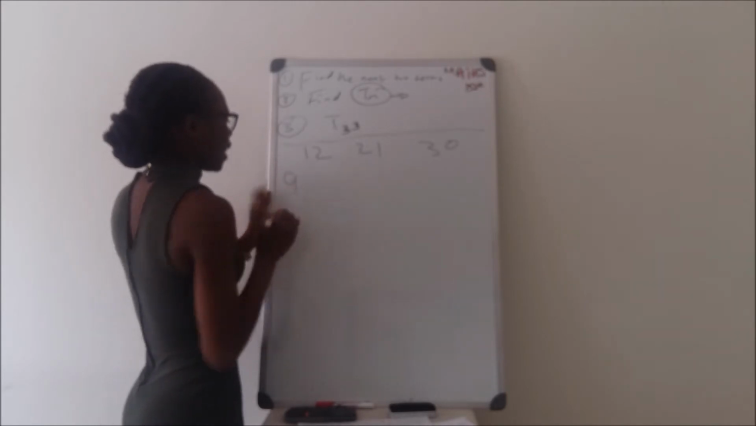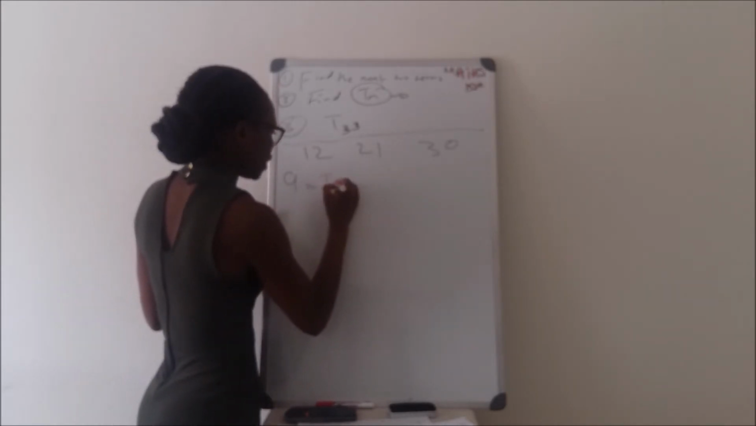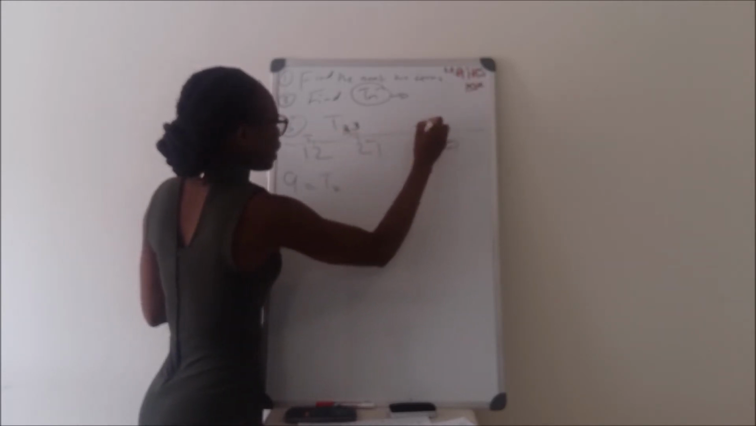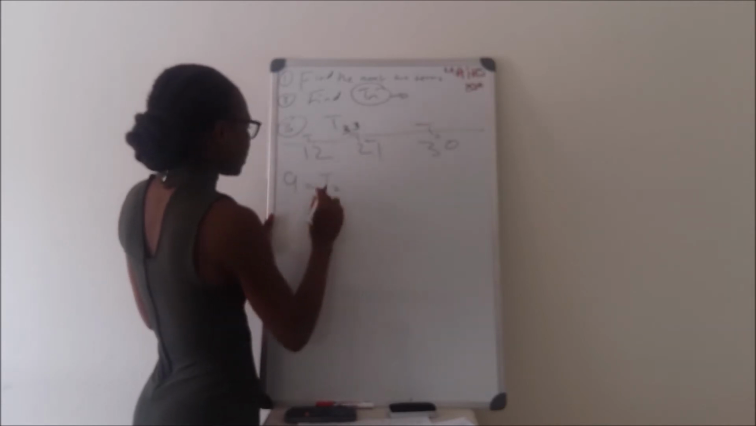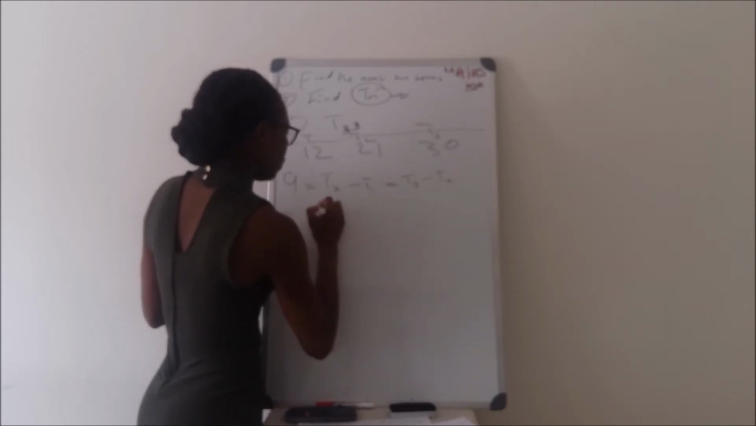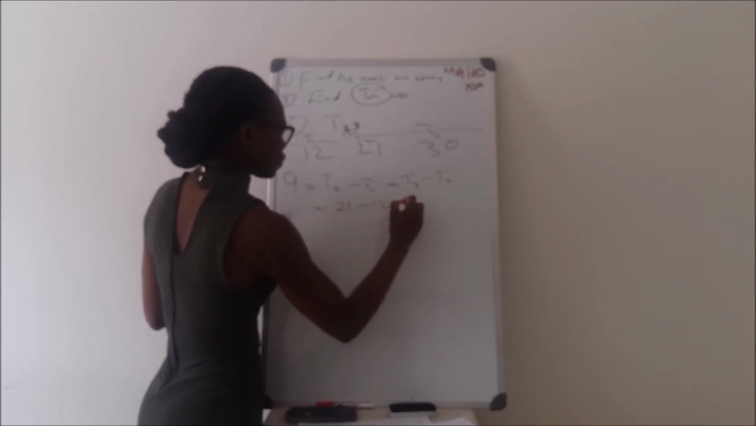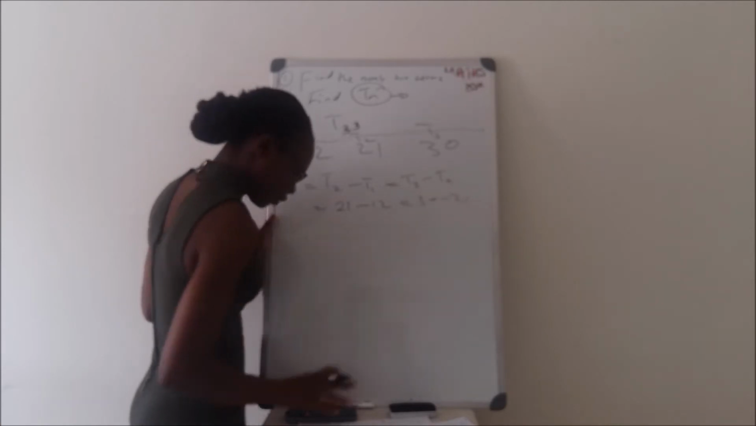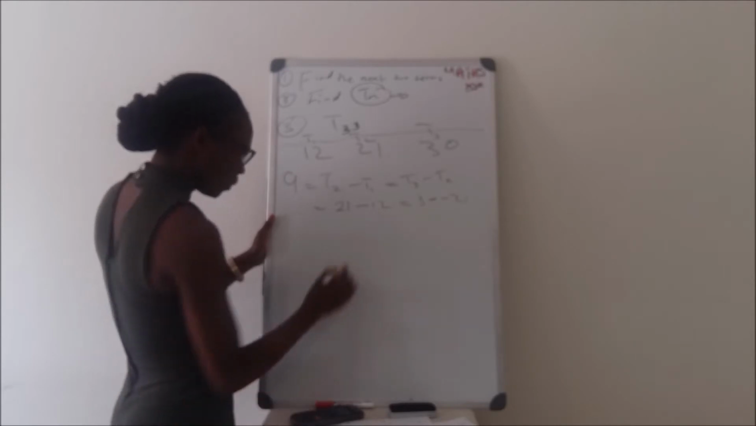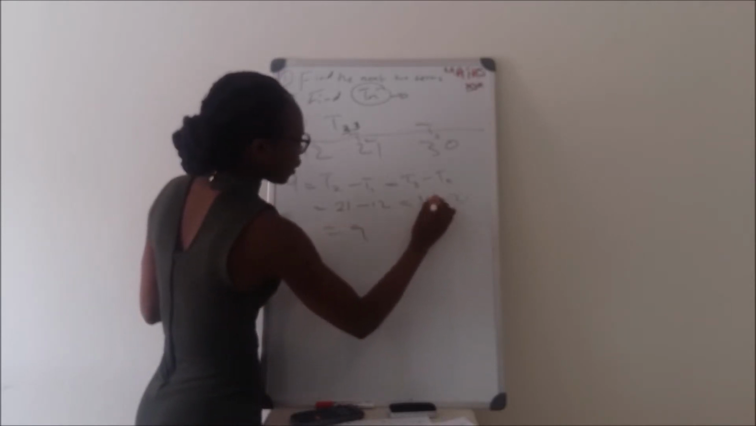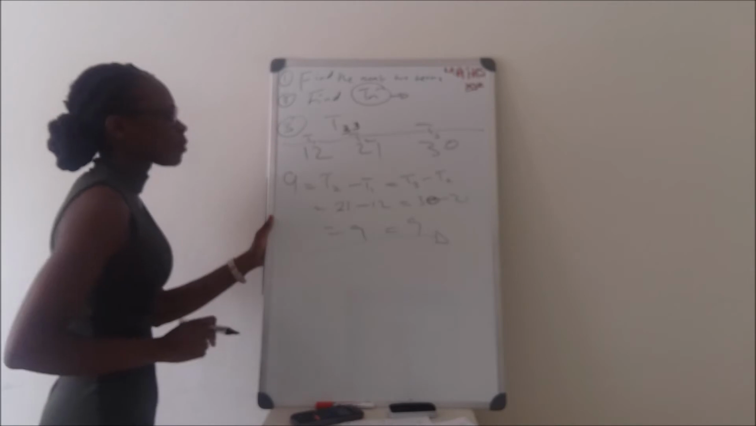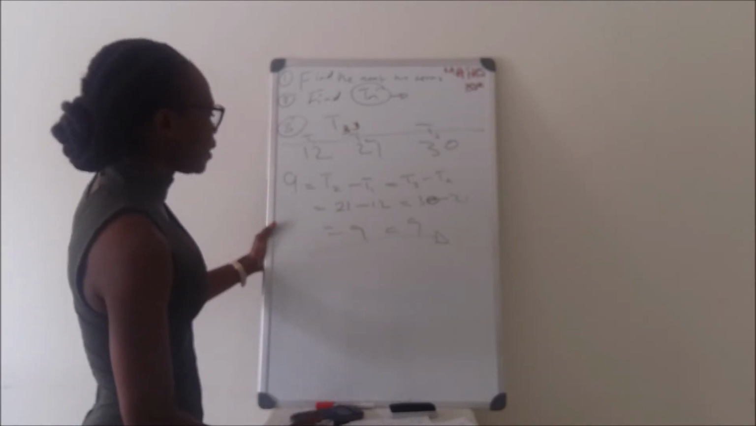Let's first find A, which is our first difference. This is our T1, this is our T2, and this one is our T3. We use T2 minus T1 equals T3 minus T2, so 21 minus 12 equals 30 minus 21. 21 minus 12 is 9, and 30 minus 21 is also 9. So this is just a confirmation that the pattern we are given is a linear pattern.